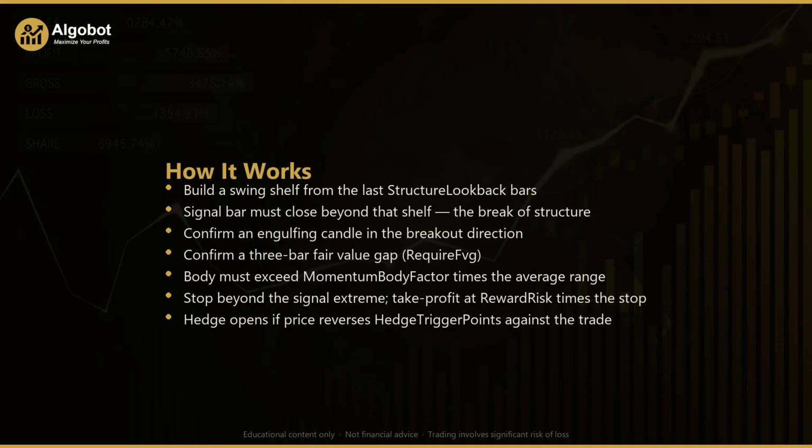Then comes the distinctive layer, the hedge. Breakouts fail, and if price reverses by HedgeTriggerPoints against an open position, the strategy opens an opposite position with its own fixed take profit and stop. The basket becomes roughly market neutral while the reversal plays out. When the original trade finally closes at its stop or target, any surviving hedge is closed too, so the account returns flat, one clean life cycle at a time.